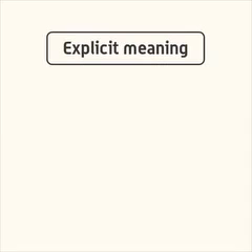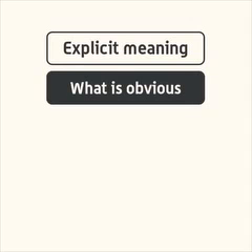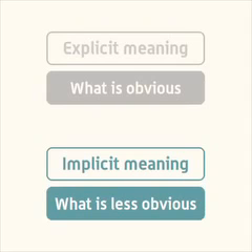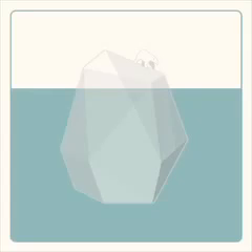Explicit meaning basically means what is obvious from a text you read. Implicit means the opposite. It's about the underlying meaning, which is less obvious at first glance. An iceberg is a perfect example of this.